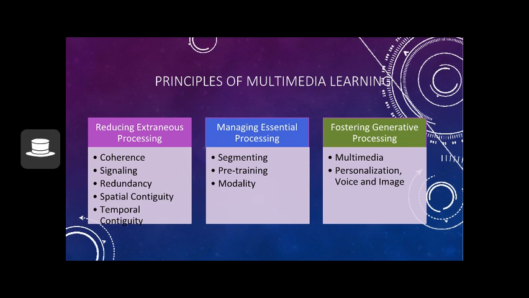The final category in green is fostering generative processing. And in this category, it explains where the student has cognitive capacity available, but they just choose not to use it for making sense of the material. So in this case, the learners just fail to engage in the material at all.